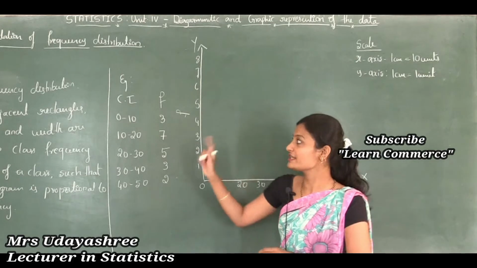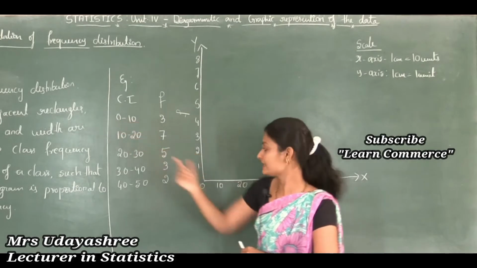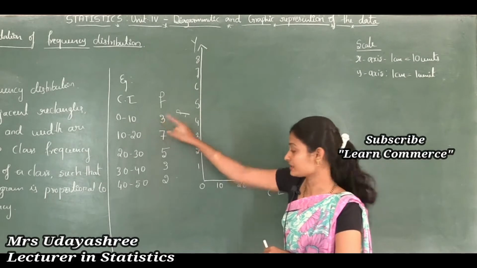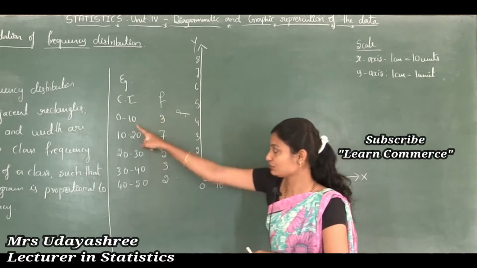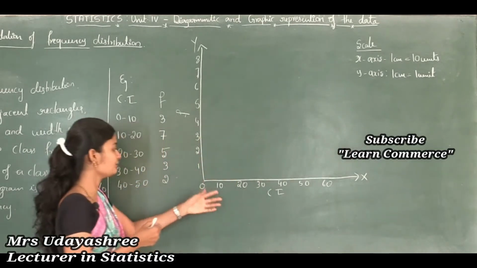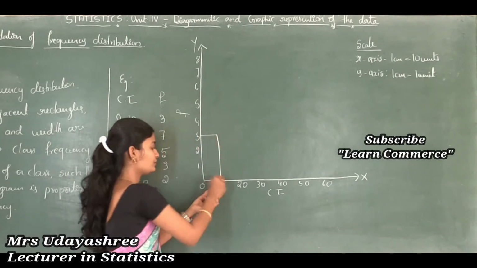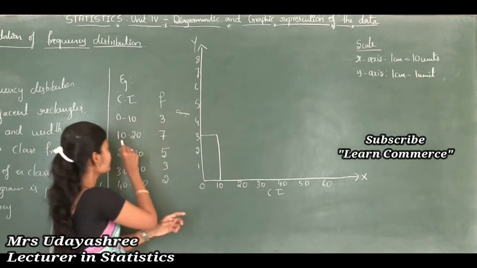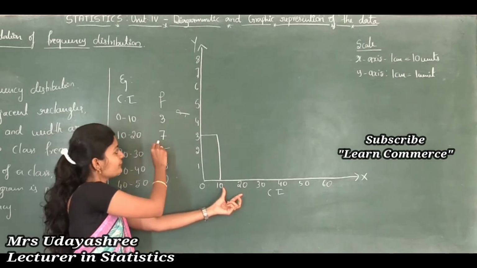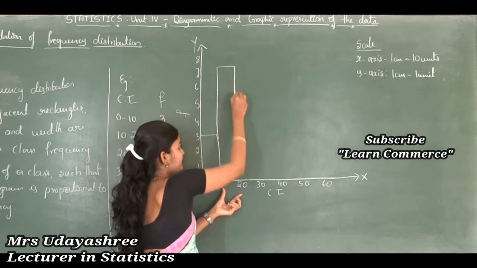Okay, now how to draw the histogram here? See the first class, 0 to 10, is here. Then the corresponding frequency, 3, is here. So how to draw the rectangle for this? Like this, we need to draw one rectangle. Next, 10 to 20 is here, and the corresponding frequency 7 is here. Like this we need to draw one rectangle.